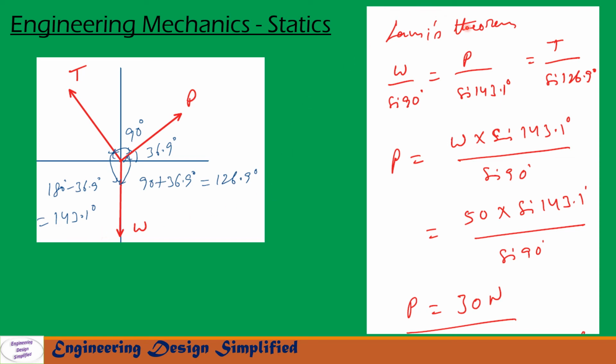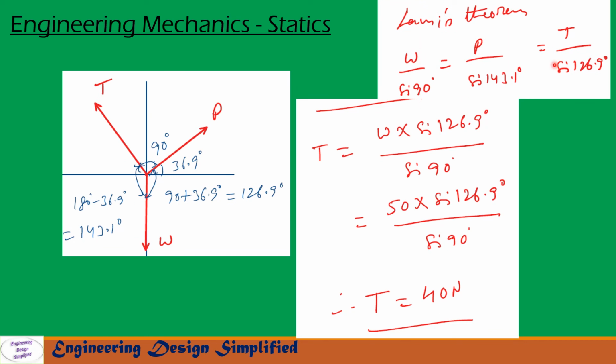Now let us apply Lami's theorem. Lami's theorem states W by sine 90 degrees equals P by sine 143.1 degrees equals T by sine 126.9 degrees. From the first two terms we get P equals W sine 143.1 divided by sine 90. After simplification we get P equal to 30 Newton. Similarly, from the first and last terms, we get T equals W into sine 126.9 by sine 90. After substituting values and simplifying, we get T equal to 40 Newton.